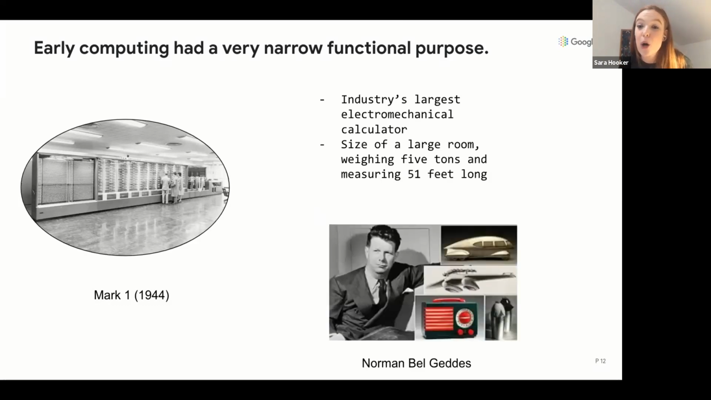So this was actually post-World War II. Well, technically, it started, I believe, maybe in the late 1940s. So perhaps it was decided during World War II, but conceptualized afterwards. But this was the industry's largest electromechanical calculator. There was quite a lot of criticism about whether it was valuable or not. It was technically used for some of the calculations for the atomic bomb, but it was the size of a large room, so it weighed an incredible amount.